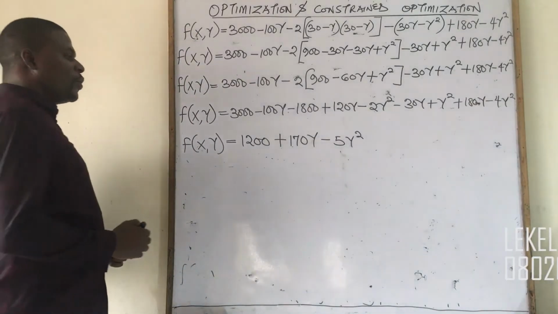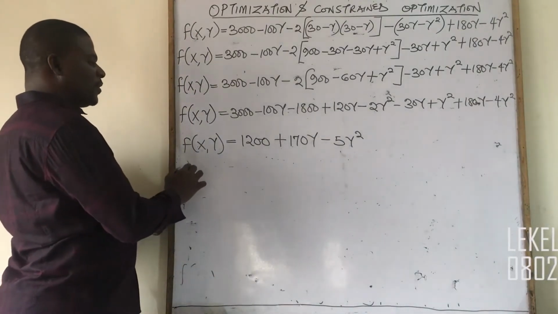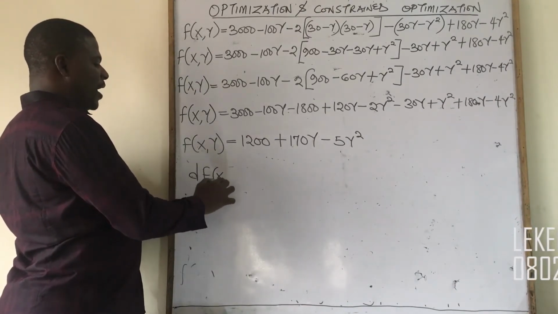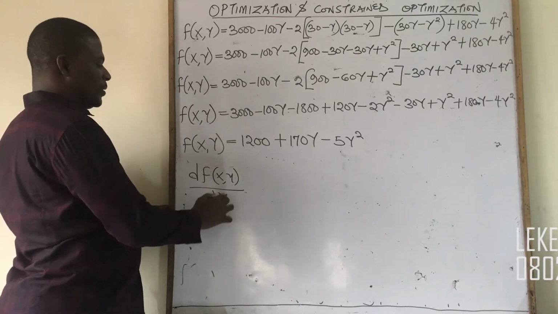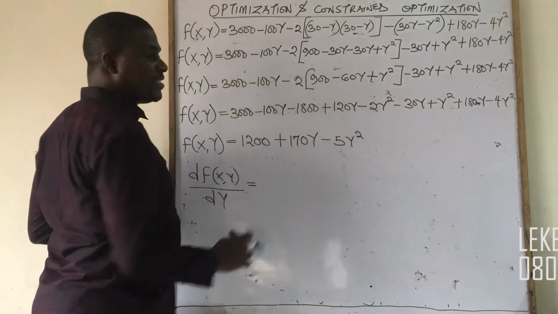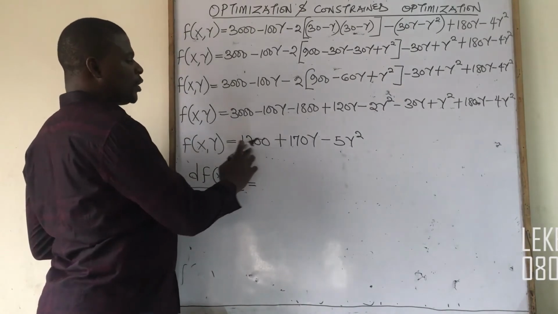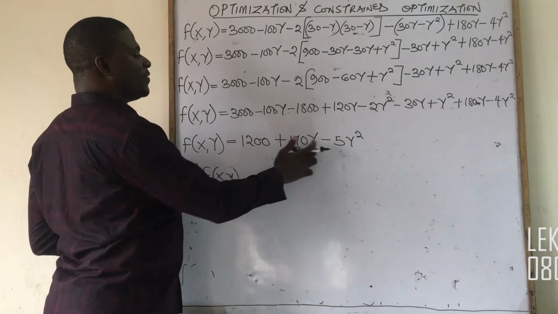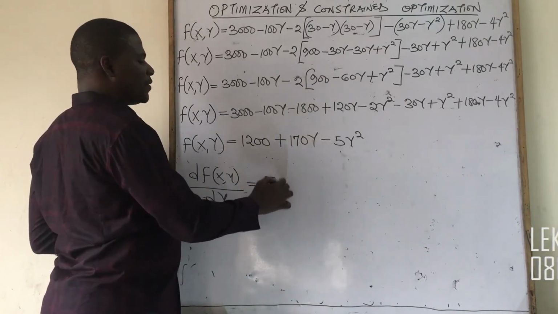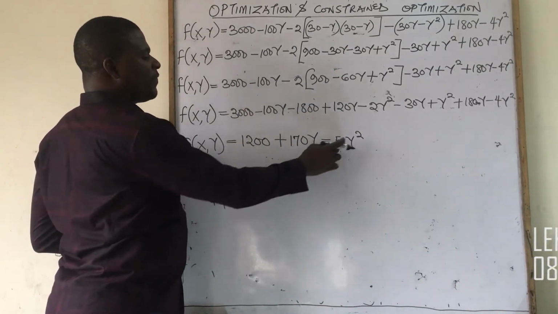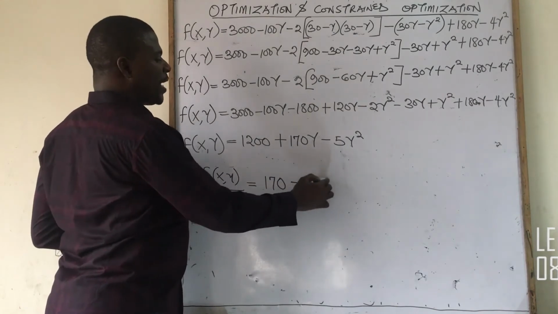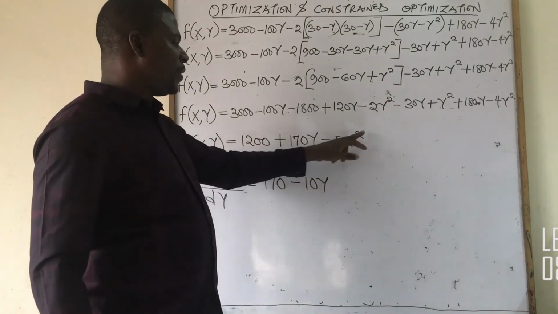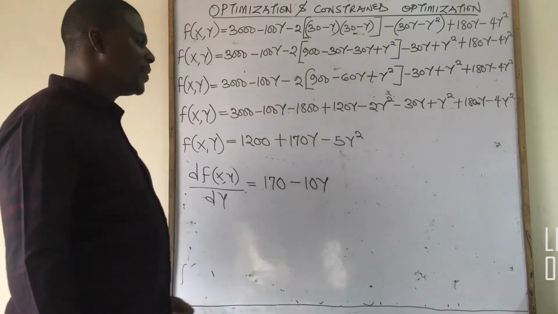So you see that? From here, you can now differentiate with respect to y. So you can have the f xy dy. That is, I want to differentiate this function. If you differentiate 1200, it will give you 0. It's a constant. If you differentiate 170y, it will give you 170. Then if you differentiate 5y squared, it will give you 10y. That is, 2 times 5 will give you 10. Then when you minus 1, you will have y.